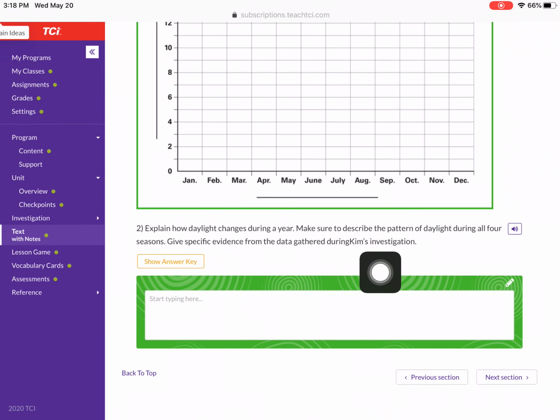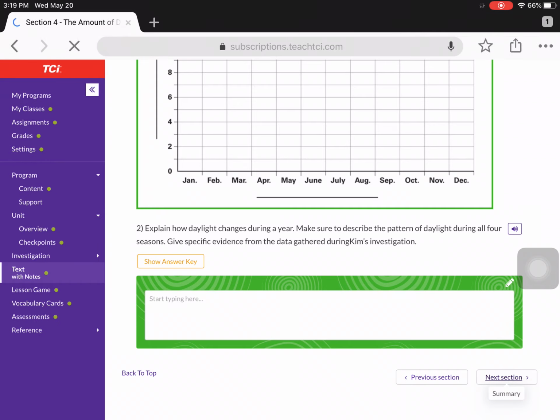And then here's a short answer question for you guys. Explain how daylight changes during a year. Make sure to describe the pattern of daylight during all 4 seasons. Give specific evidence from the data gathered during Kim's investigation.